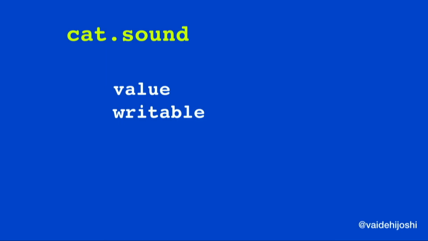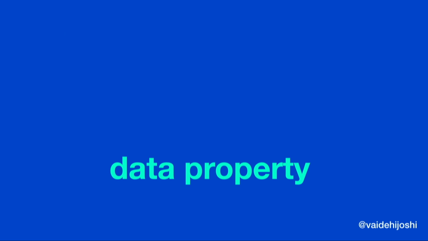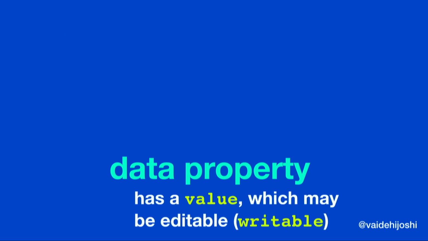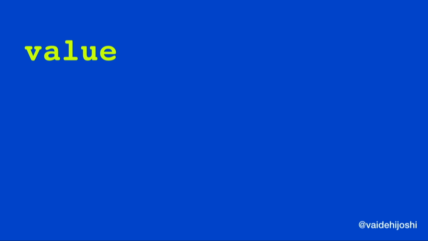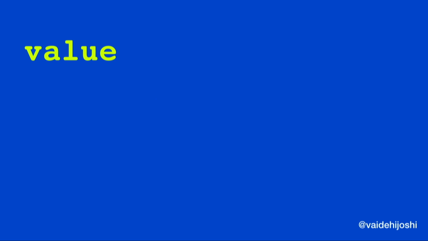The fact that our descriptor has these 2 keys is actually quite telling. What it's hinting to us is that the sound property is actually a data property. A data property is one that has some value, which may or may not be writable, which means we could or could not edit it, depending on what the writable value actually is. So the value on the data property could be anything that you can set on an object. It could be a string, a number, it could be another object, and it could also be another function.